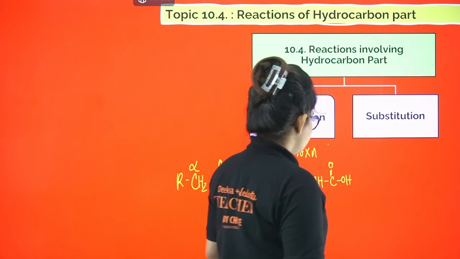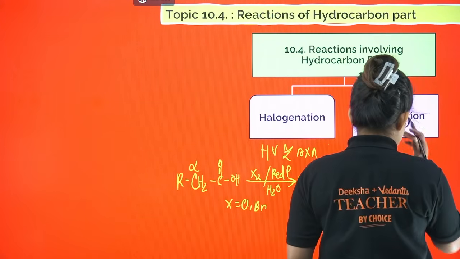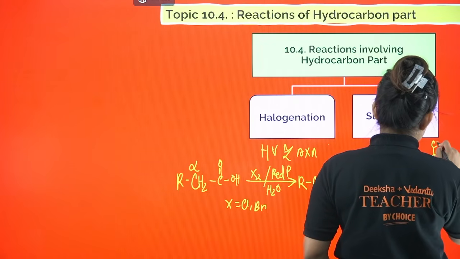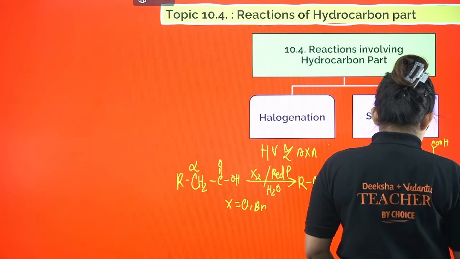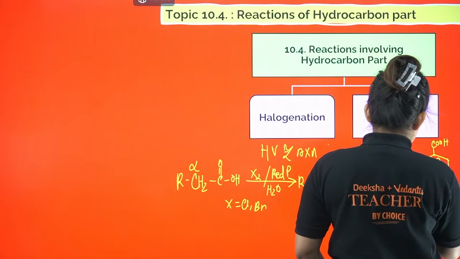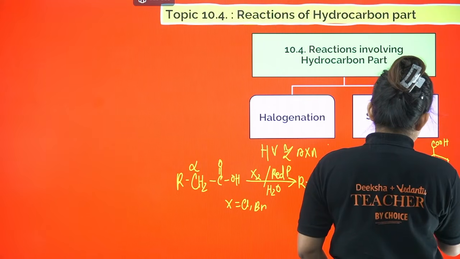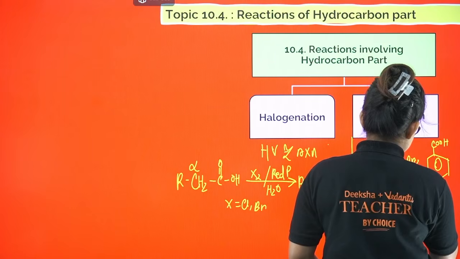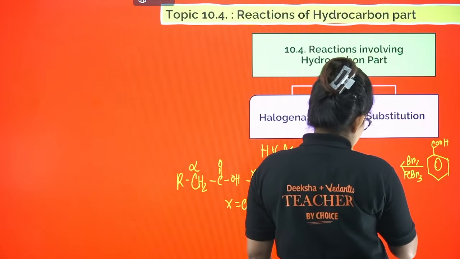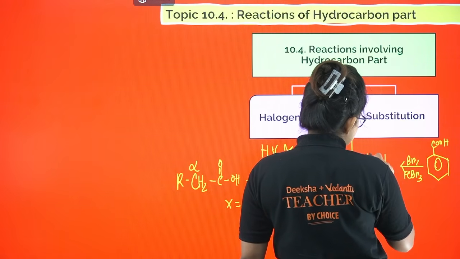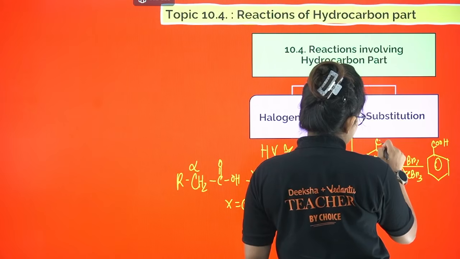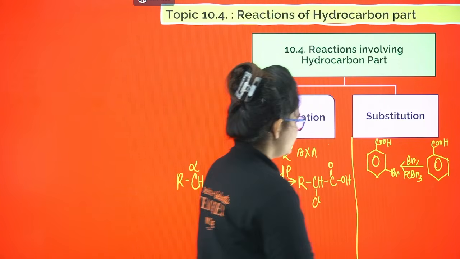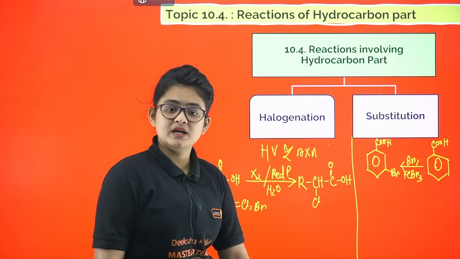Next you can see the substitution reaction. Let's say I am having benzoic acid again. Here I am giving Br2 in presence of FeBr3. The carboxylic acid group is a meta directing group, right? So I will get bromine substituted at the meta position.